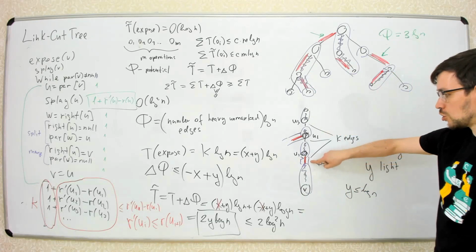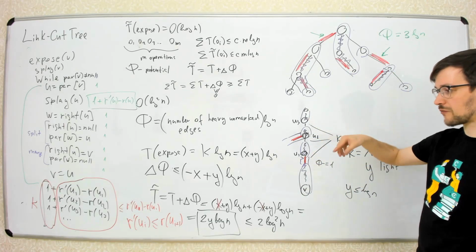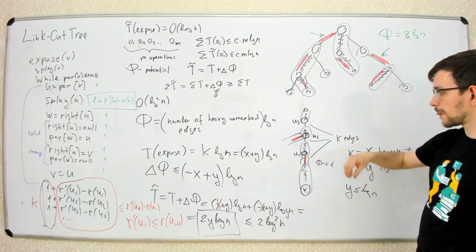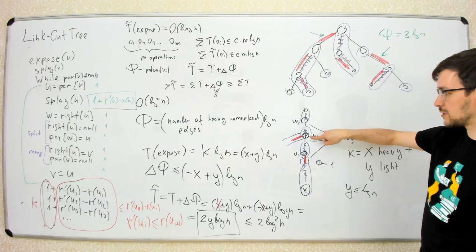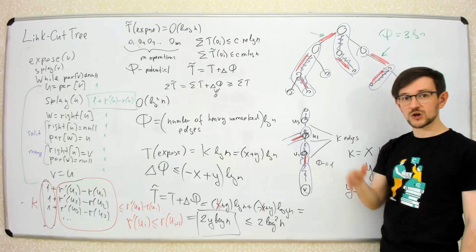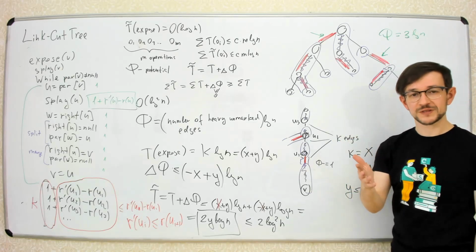So each new node you need to Splay has greater rank than the previous node. You take Splay this node, then Splay this node, then Splay this node. So each new node will have greater rank than the previous node. We need to introduce good ranks for this, but we'll do it.